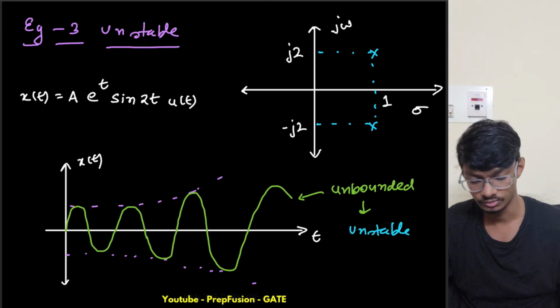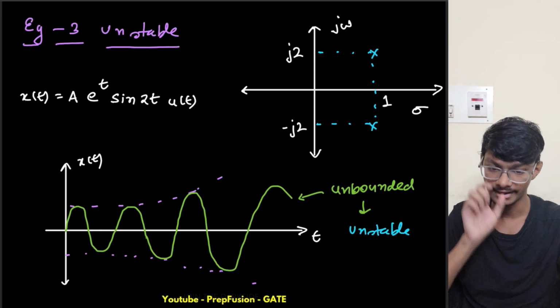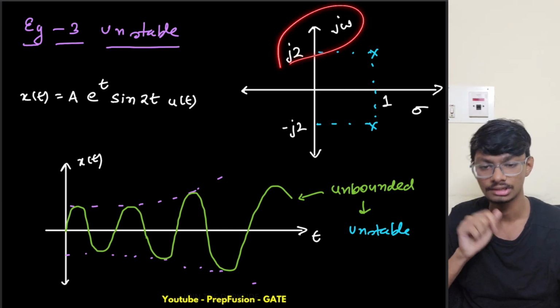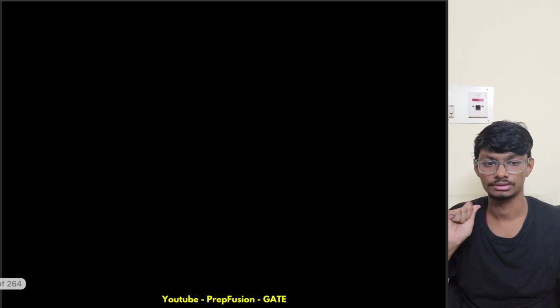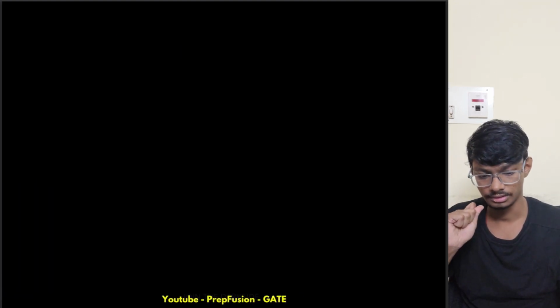Okay, as we can observe, if the poles lie in the right half of the s plane or the j omega axis, then the system becomes unstable. Okay, so yeah, this is it for this.